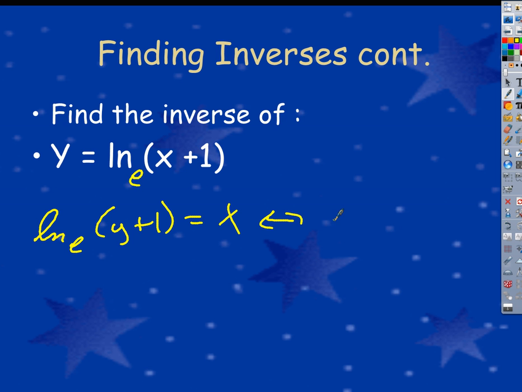Okay, so we rewrite that as y plus 1 equals the base to the x. So what do I do to solve for y? Subtract 1. Right, so you just have y equals e to the x minus 1. Okay, now here's kind of a shortcut.